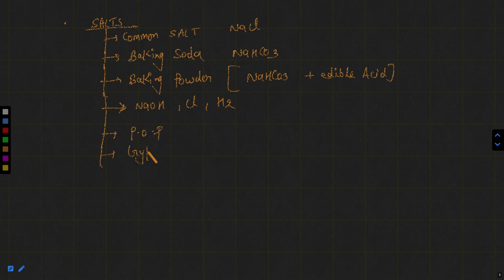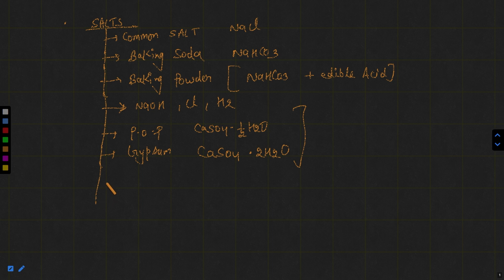Then you know POP is also here, plaster of Paris. Gypsum is also here. POP formula is calcium sulfate hemihydrate. Gypsum formula is calcium sulfate dihydrate. So these are some salts.